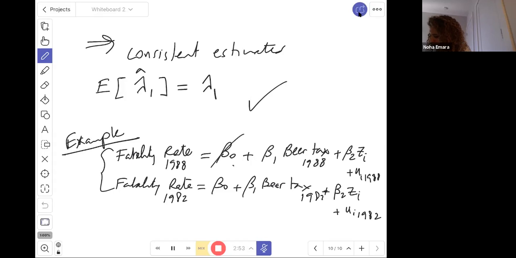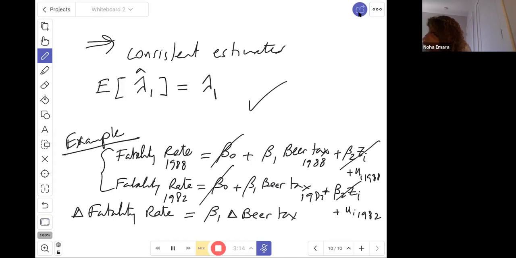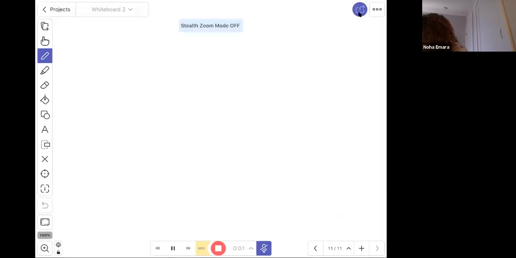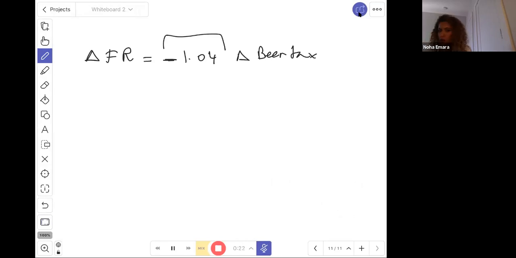When I do the first difference, these two terms cancel, and I have a regression of the change in fatality rate as a function of beta 1 times the change in beer tax. If you check the results of this regression, they were able to get consistent results: the change in fatality rate was equal to -1.04 times the change in beer tax. So this is the new beta, right?